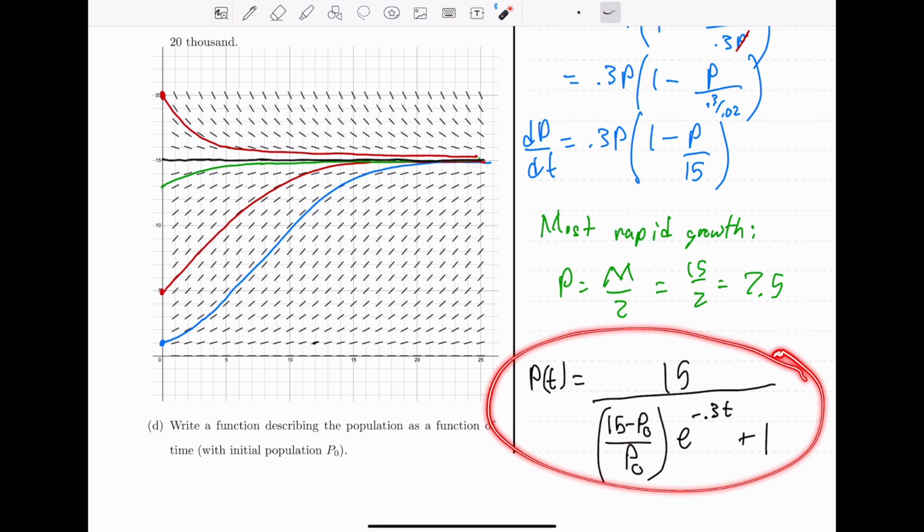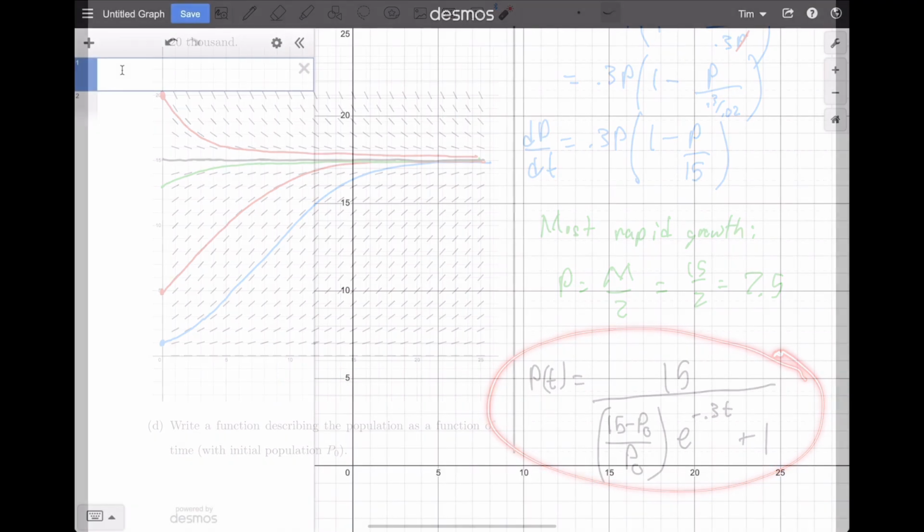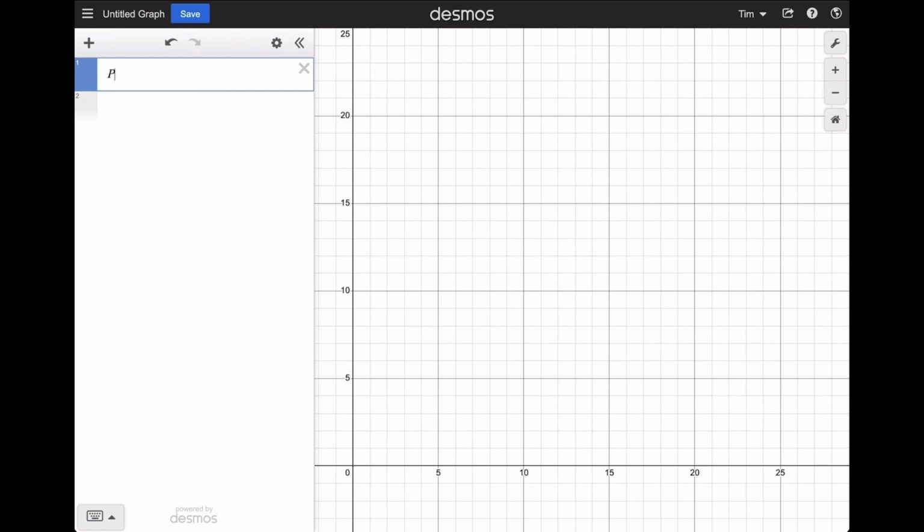Let's actually plot this in Desmos. We'll take the same initial population values that we had when we drew them into the slope field, and we'll see how the actual curves in Desmos compare to the curves that we drew by hand in the slope field. Our population function is P of t equals 15 divided by ((15 minus P sub 0) over P sub 0 times e raised to the negative kt). k was 0.3, so negative 0.3t. All of this plus 1.